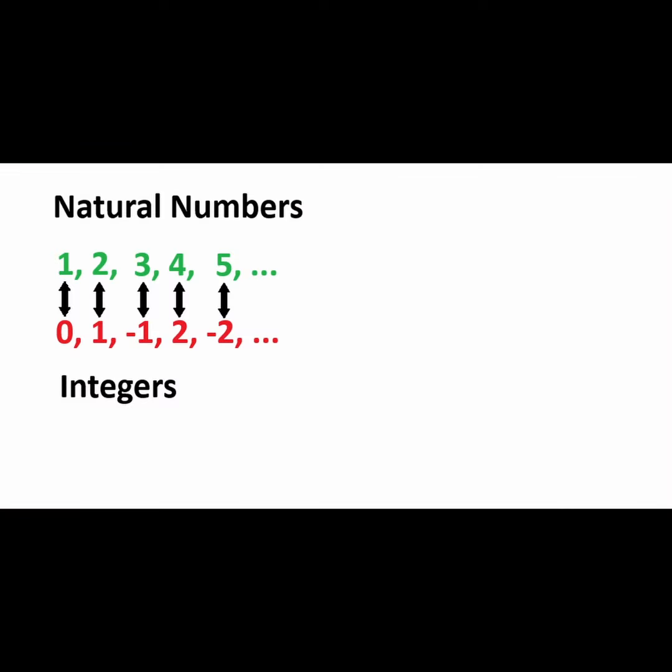Instead, let's rearrange the integers side by side with the natural numbers. Notice that we can create a one-to-one mapping between the natural numbers and integers. Since every number in the integer set has a corresponding number in the natural number set, then we have shown that the two sets have the same cardinality, the same size.